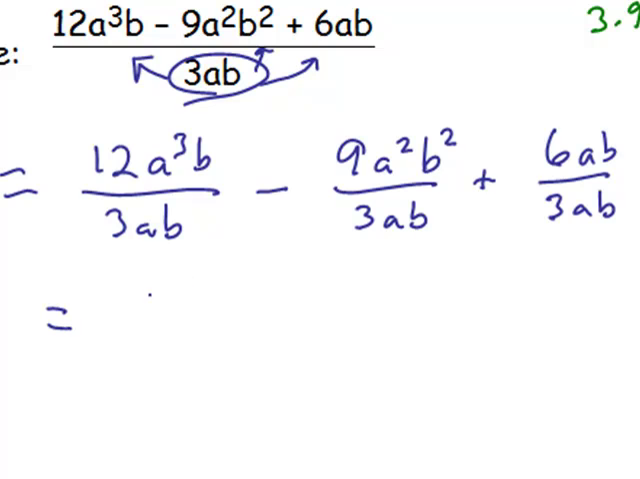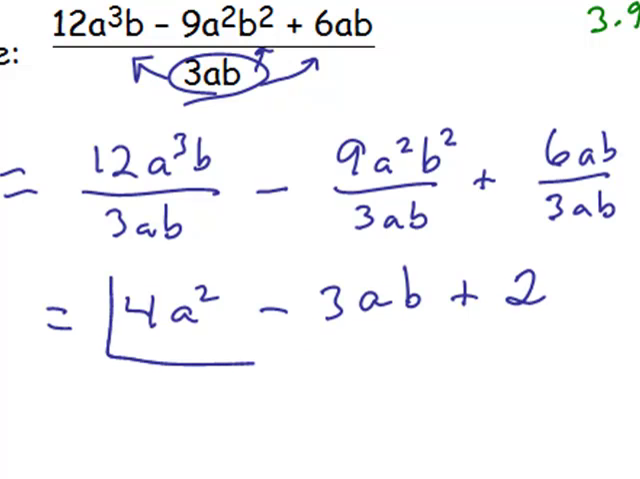Simplifying each one individually, this is 4a squared, and the b's divide out completely, minus 9 divided by 3 is 3, a squared over a is a single a, b squared over b is a single b, plus, here the a and the b divide out completely, and 6 over 3 is 2, and that's complete now.